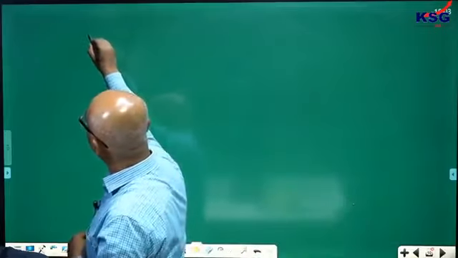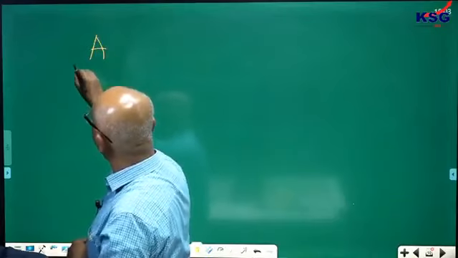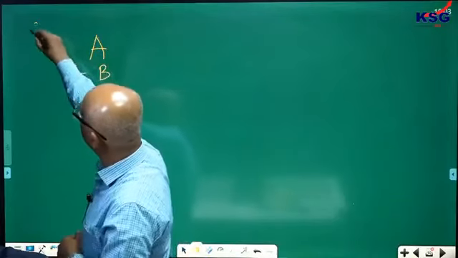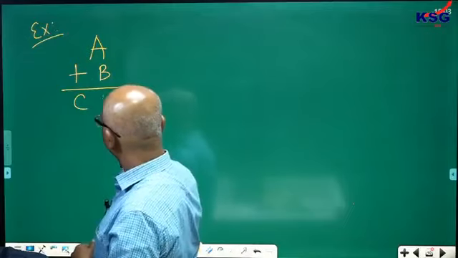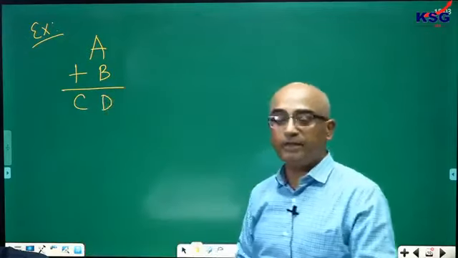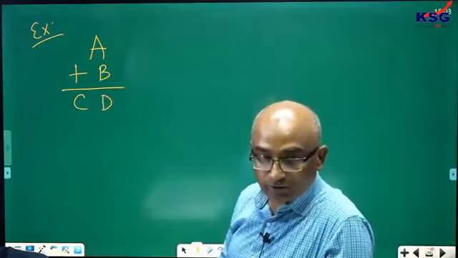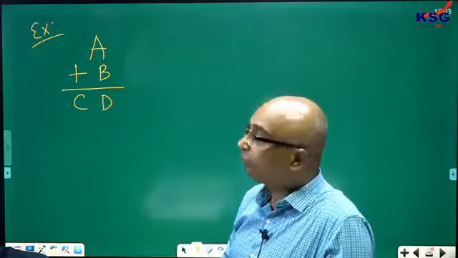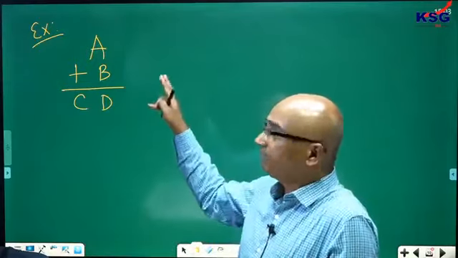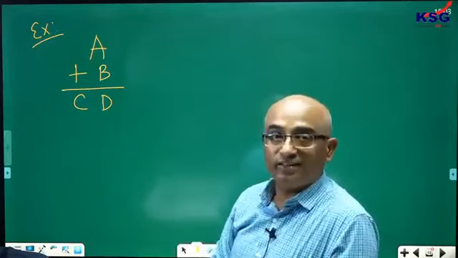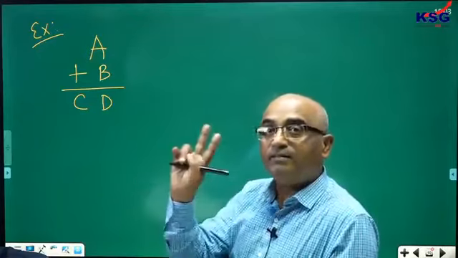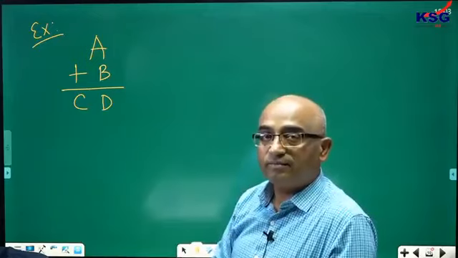We will discuss a real question. Let's say A plus B. See another example: A plus B is equal to CD. Good student, 1 and 8 also possible. Now see this: when two single digit numbers are added, the answer is in 2 digits. CD means the answer is in 2 digits.